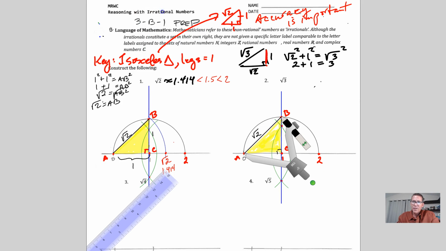Okay, so let's get some colors here. Let's use the same colors as before just to make everything consistent. Okay, so construct an arc down here. I just found root 2.